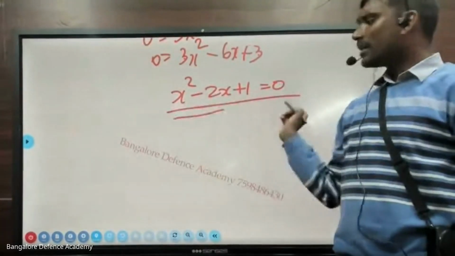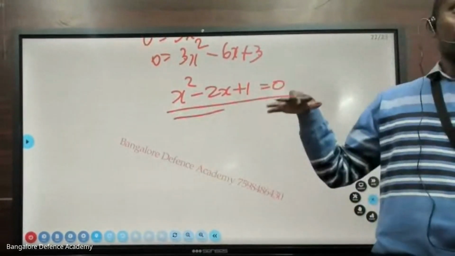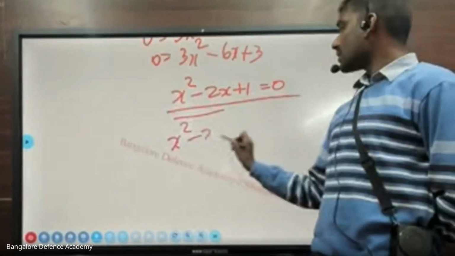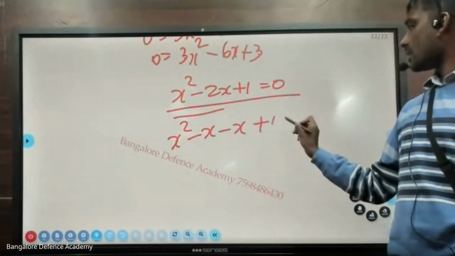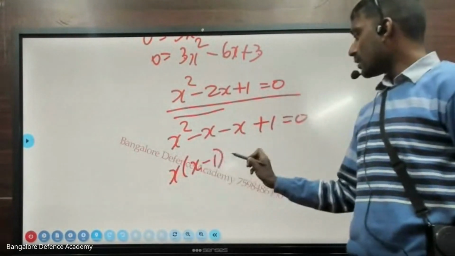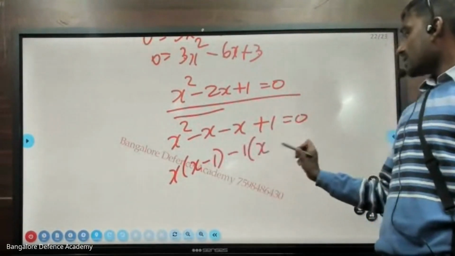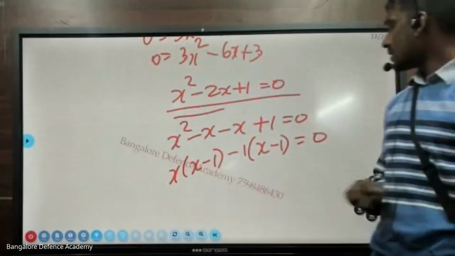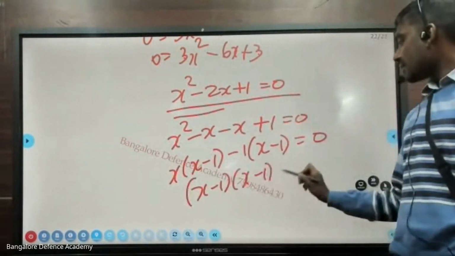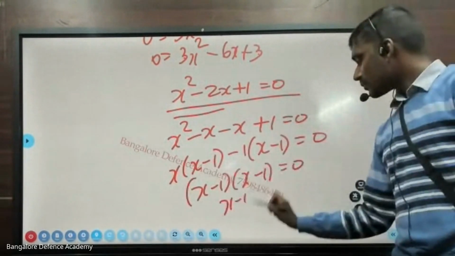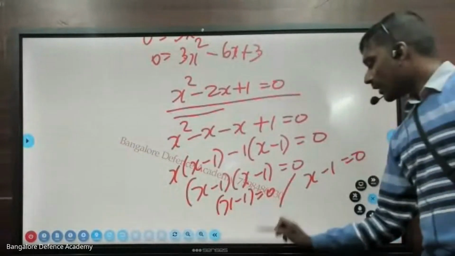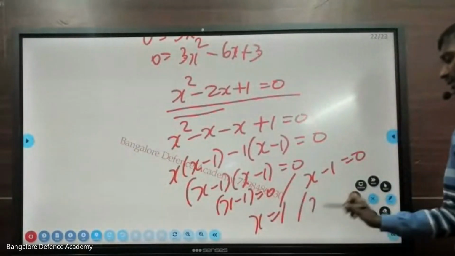Now you can use any method, factorization method or formula method. So what happens here? This becomes x square minus x minus x plus 1 is equal to 0. So this becomes x into x minus 1 minus 1 into x minus 1 is equal to 0. So this is x minus 1 and this is x minus 1 is equal to 0. So x minus 1 is equal to 0 or x minus 1 is equal to 0. x is equal to 1, otherwise x is equal to 1.